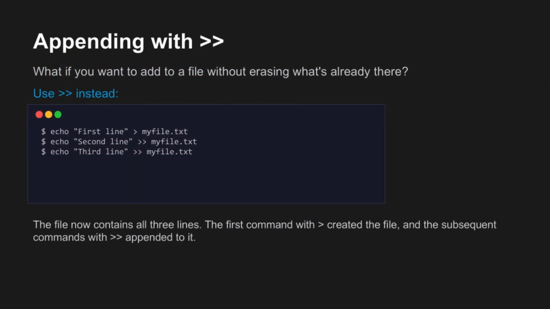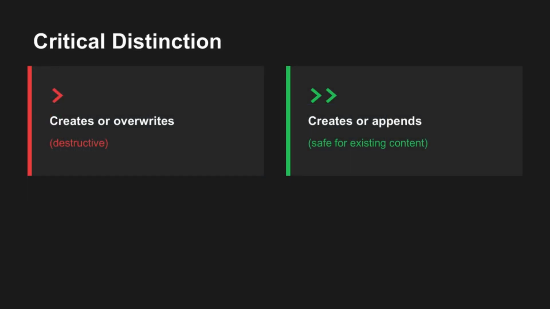There's also appending with a double greater than symbol. If you want to add to a file without erasing what's already there, use two greater thans in a row instead. If you look at the example, you see the file now contains all 3 lines. The first command with the single greater than symbol created the file. The subsequent commands with the double greater than sign appended to it. So single greater than is destructive. It creates or overwrites. Double greater than creates or appends. So it's safe for existing content because it will just add to the existing content and not delete what's already there.